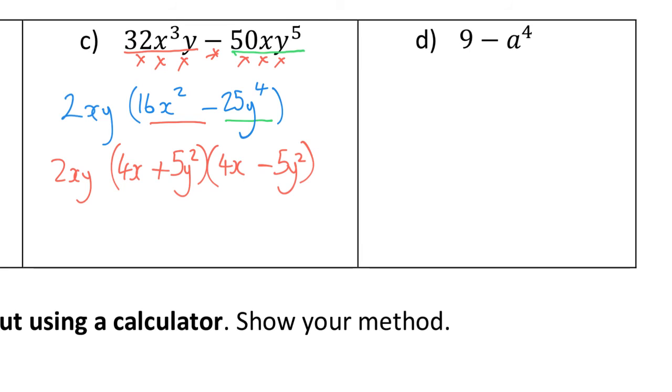Example D, what we've got is that 9 is a square number. A to the power of 4 is a square number. We've just seen that in y to the power of 4. And we've got this takeaway. So we can use difference of two squares here. So the first term is going to be the square root of 9, so we get 3. We then have a plus and a minus. And then the square root of a to the power of 4 is a squared. So we've got 3 plus a squared and 3 minus a squared.